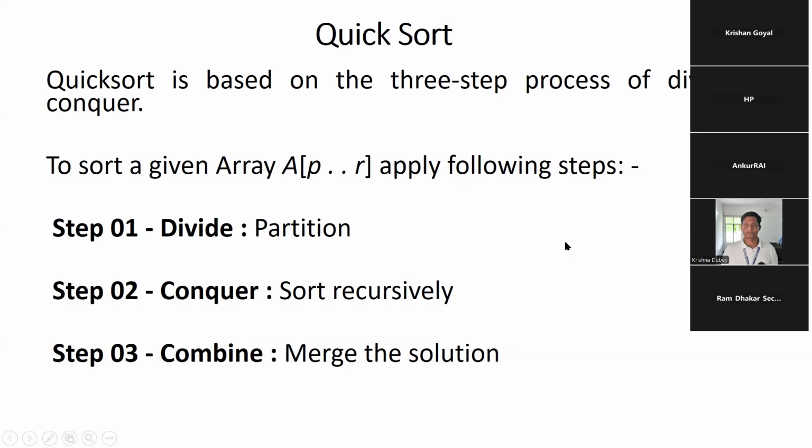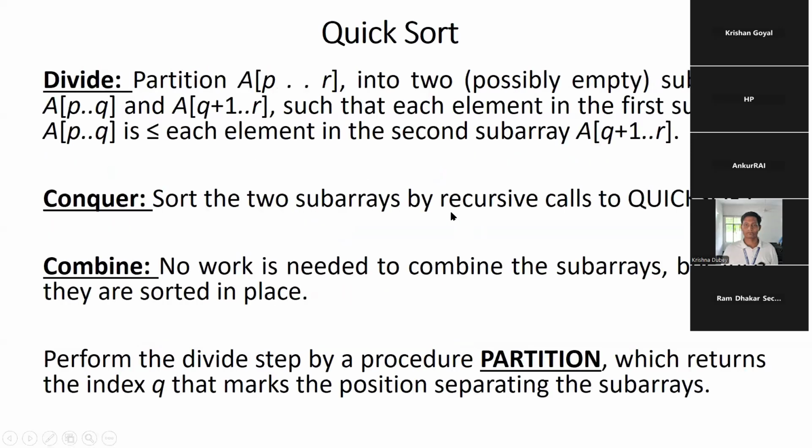First, divide the problem. We can divide a big or large problem into smaller pieces of a problem that should be of the same type. Then conquer: sort recursively. Then combine: merge the solution. On these three steps, we follow the whole sorting technique. That is quick sort.